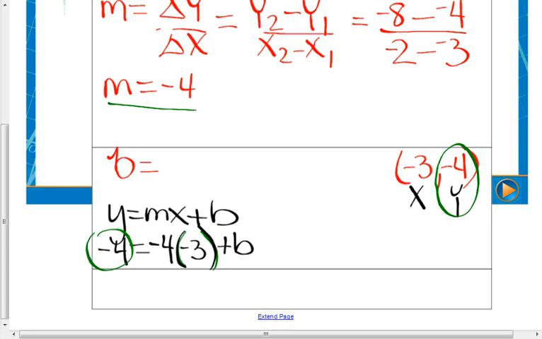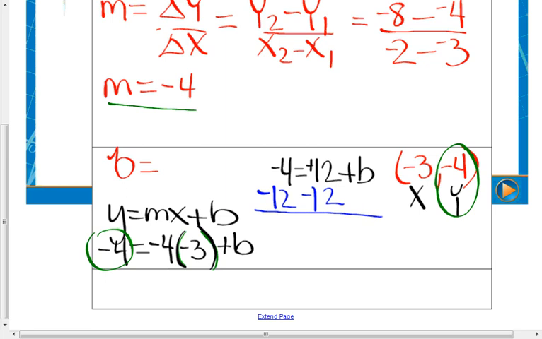Let's go ahead and clean this up just a little bit. We've got negative 4 equals a negative times a negative is a positive, and we have positive 12 plus b. Okay, we want to get b all by itself. So we subtract 12, and we end up with, we have two negatives, same sign, sum, negative 16 equals b. I'm going to put negative 16 right here.